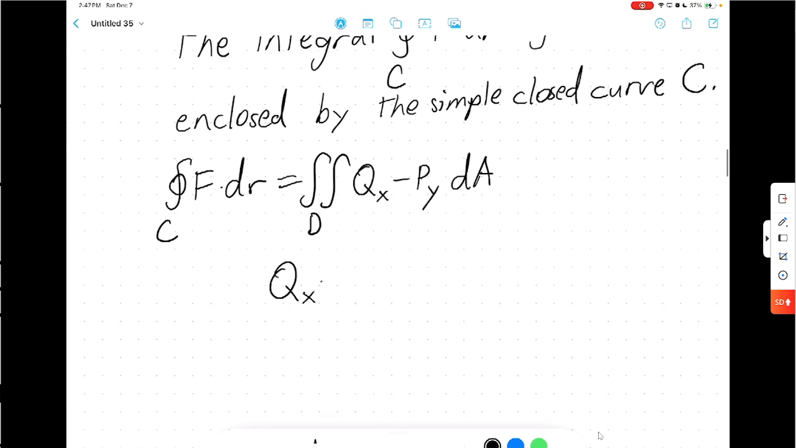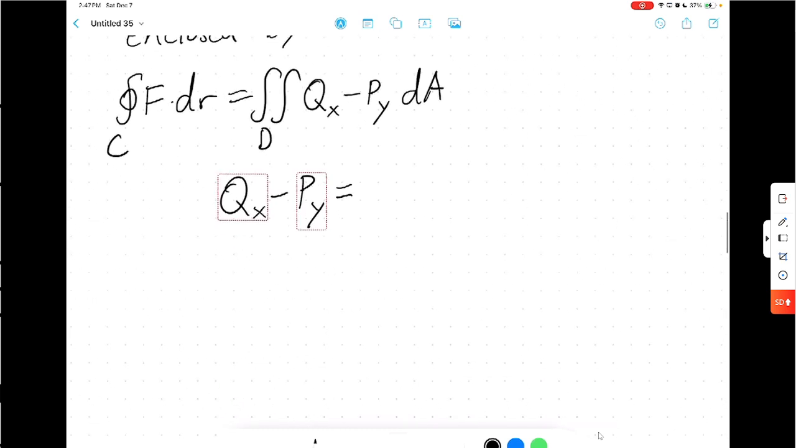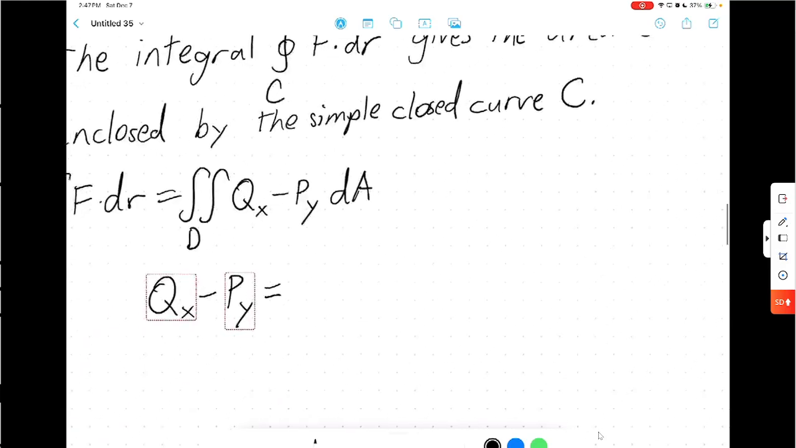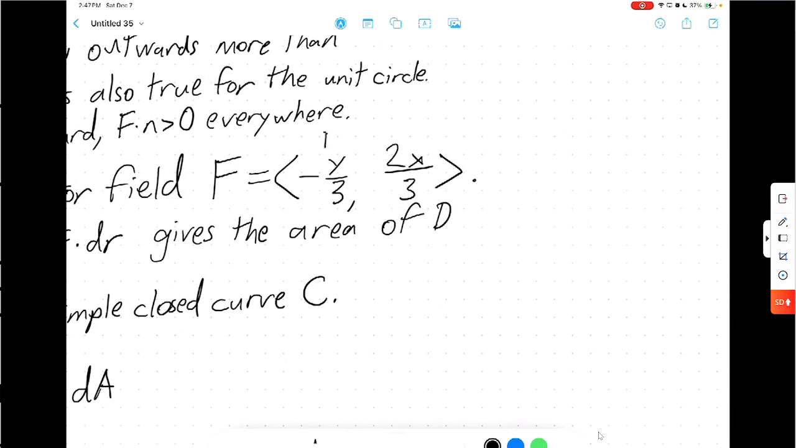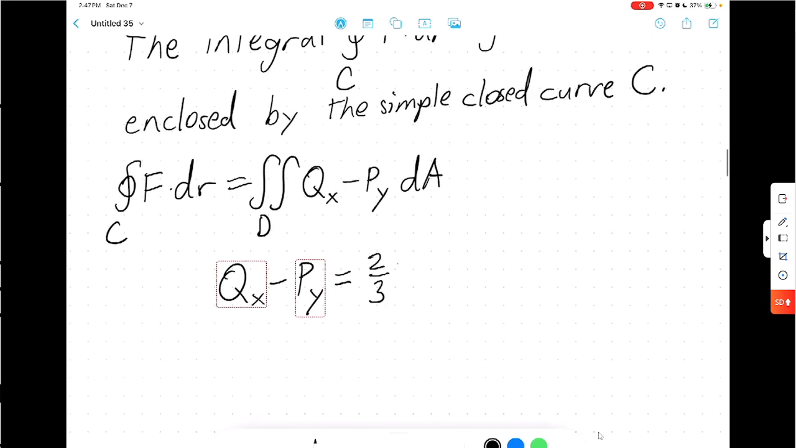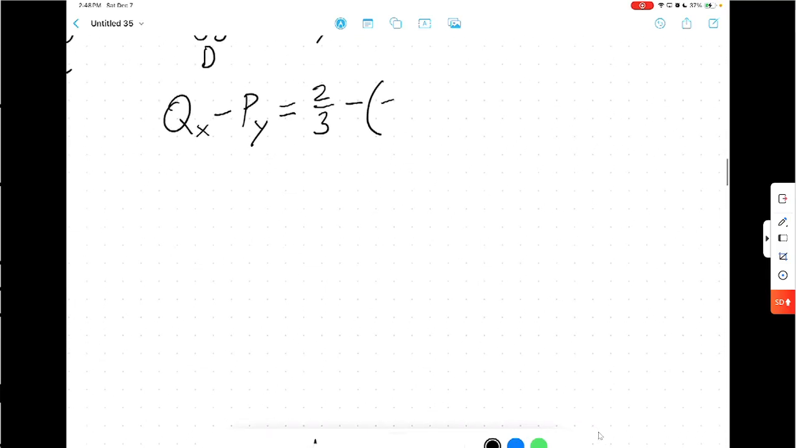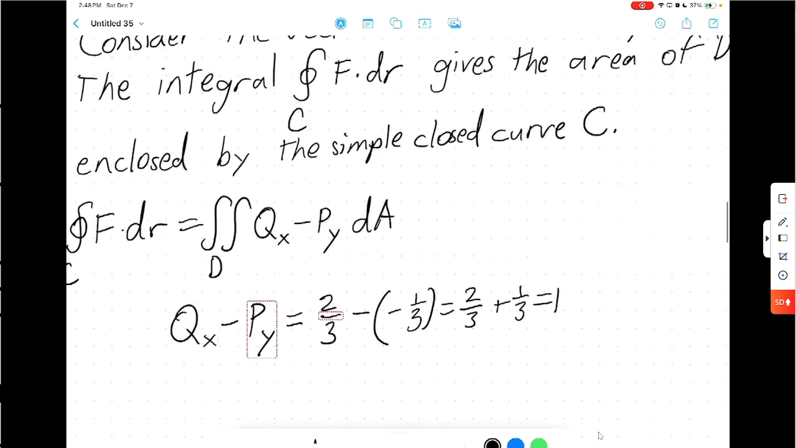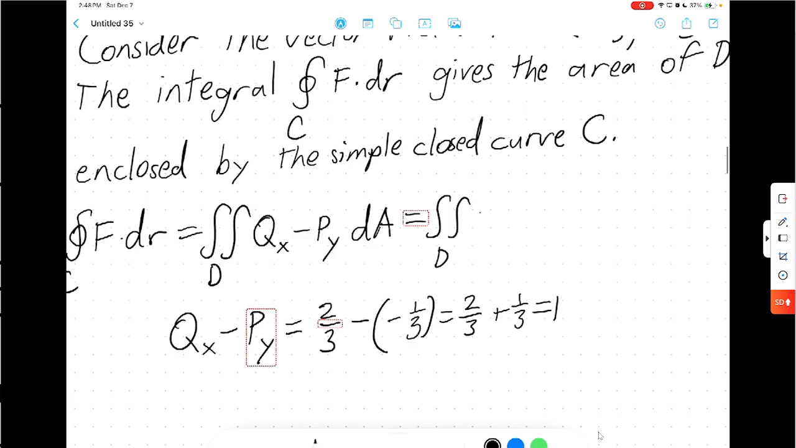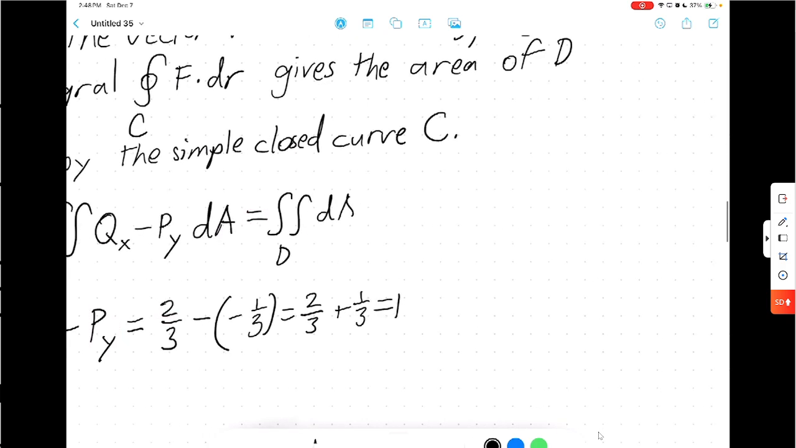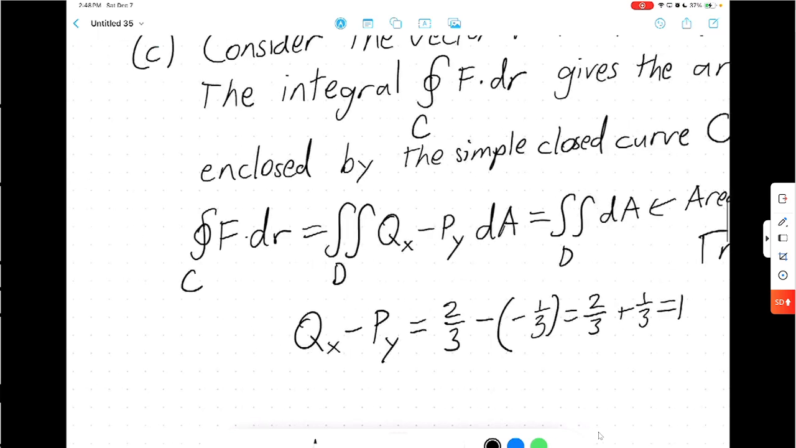Now what's partial q with respect to x minus partial p with respect to y? So this is P, Q. For Q, we have 2/3, because it's 2/3 x, minus negative y over 3 will give me negative 1/3. This is equal to 2/3 plus 1/3, which is equal to 1. So this is just the integral of dA, and this is the area of D. True.